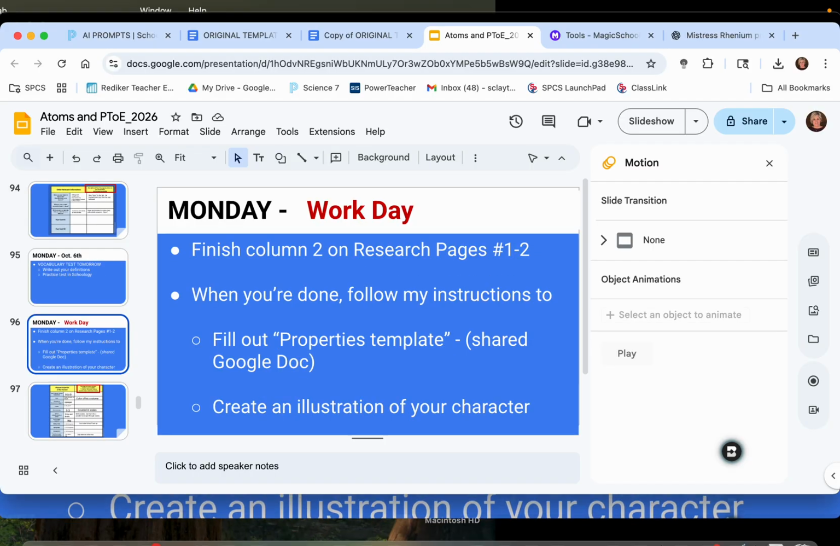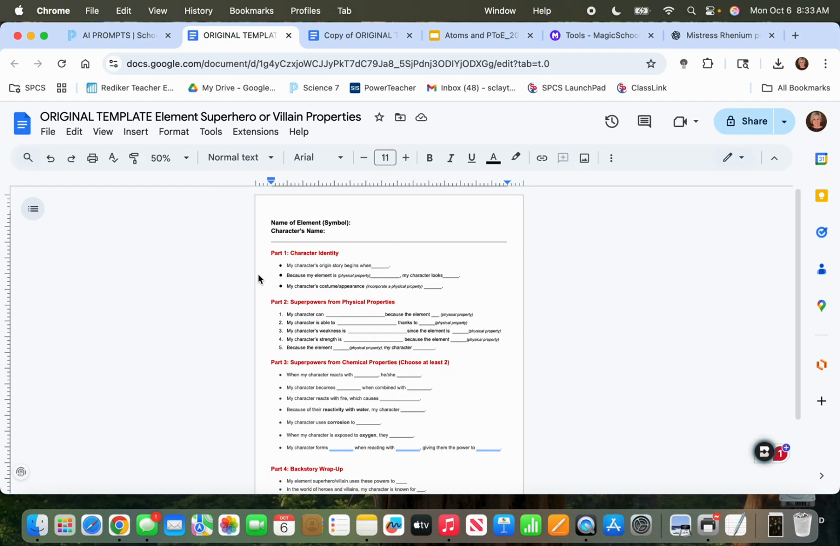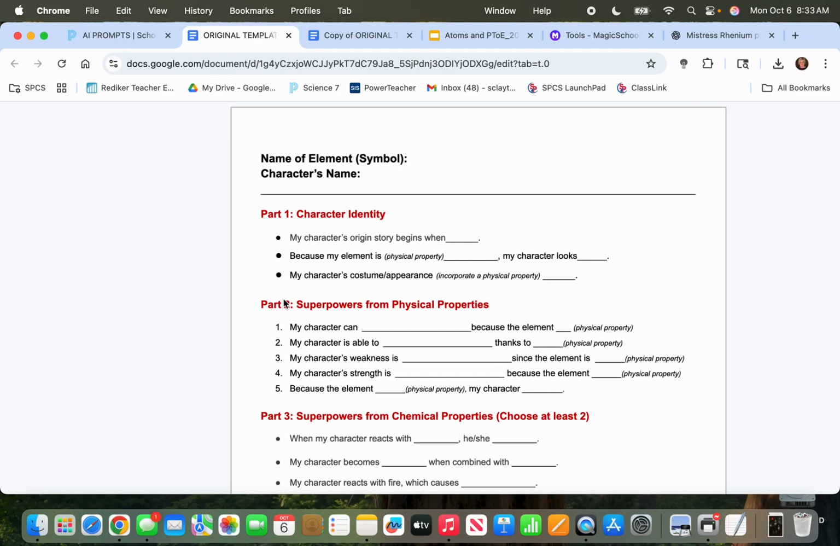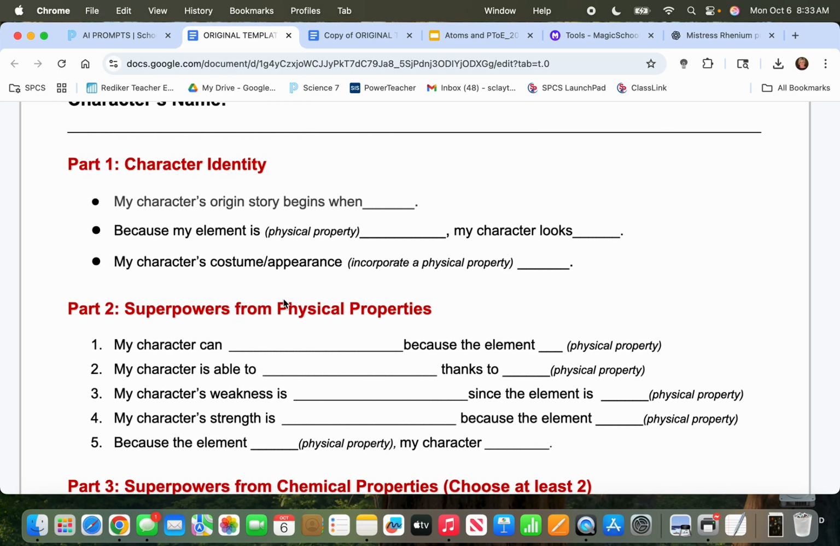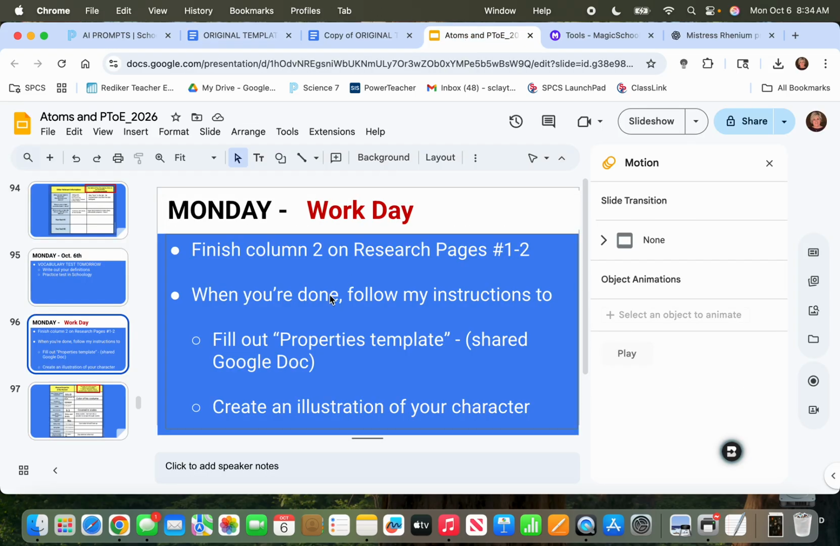You're going to be getting a template. It's going to look like this, and it's just a way for you to take the information that you've already identified on column 2 of your research papers, and you're going to put it in here. So I've got some sentence starters for you. I'll talk about that in just a second.